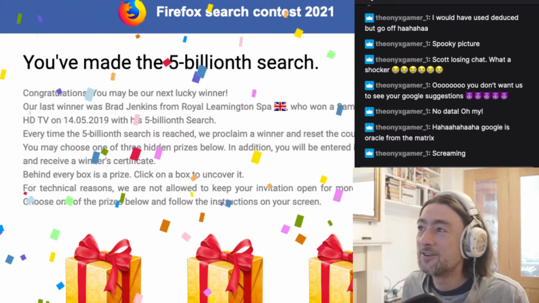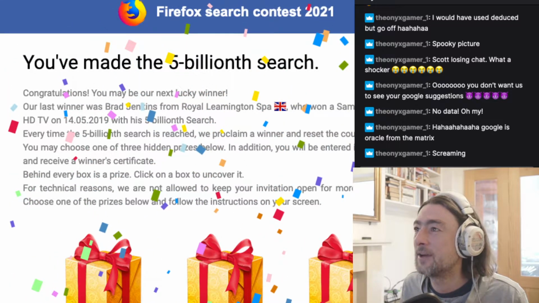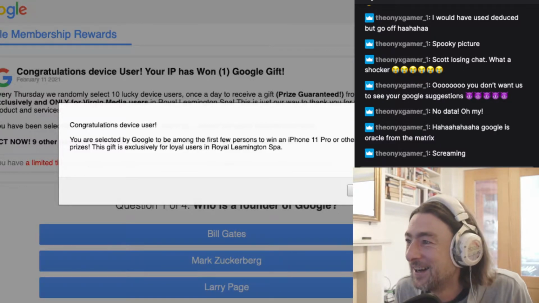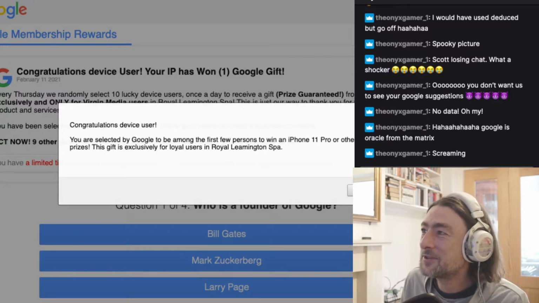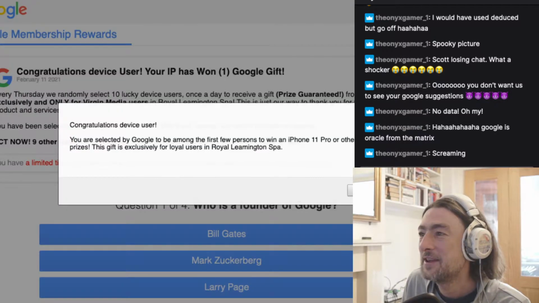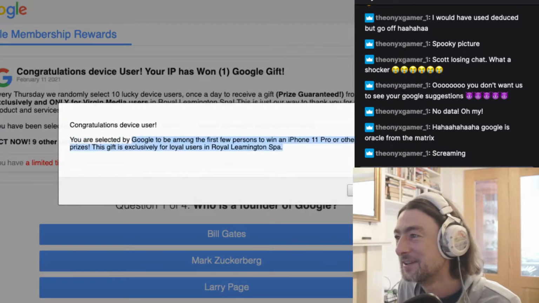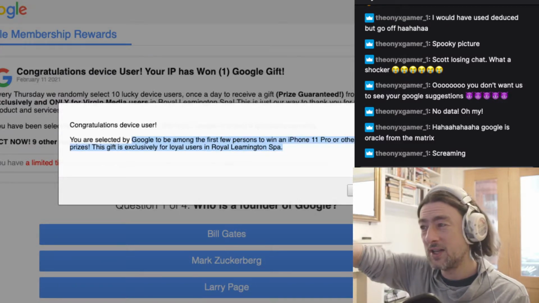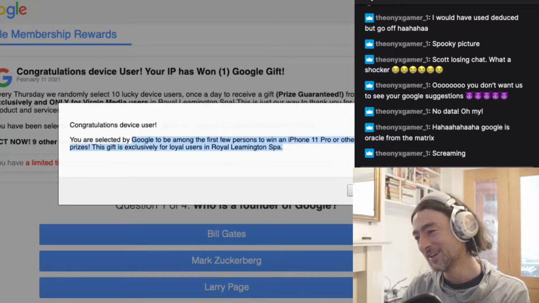But there's a problem here, right? The problem is it wants me to leave. Yeah, I'm gonna leave. Let's leave that page. Can we go back? What's this? I can't even go back. What was I even searching for? I was searching for the meaning of the Bradshaw paintings, and I've ended up being selected by Google to be among the first few persons to win an iPhone, and it's exclusively for you loyal users in Royal Leamington Spa, and it must assume that I live in Royal Leamington Spa, which I don't. So it's even got my address wrong.